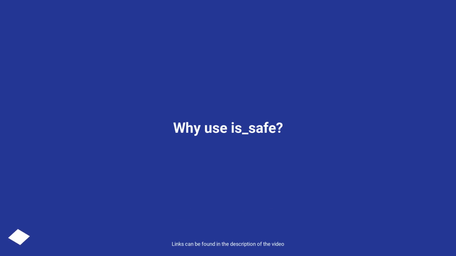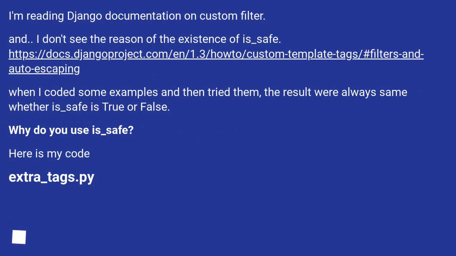Why use is_safe? I'm reading the Django documentation on custom filters, and I don't see the reason for the existence of is_safe. When I coded some examples and tried them, the result was always the same, whether is_safe was true or false. Why do you use is_safe?